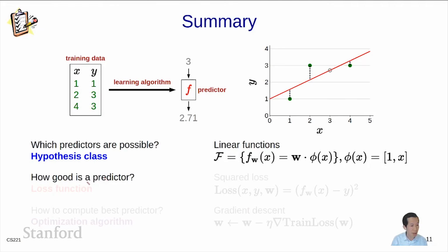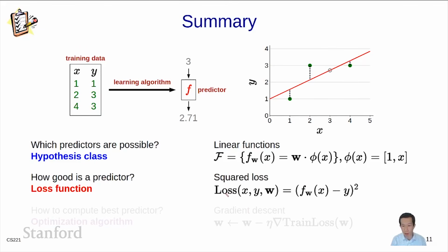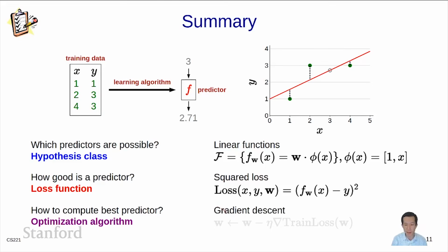How good is a predictor? That's a question of what the loss function is. For regression, we looked at the squared loss. Later for classification, we're going to look at the hinge loss and the 0-1 loss. But this is orthogonal. For neural networks, we can also look at the hinge loss or the square loss or any of the losses. And finally, how do we compute the best predictor? This is a question of what the optimization algorithm is. And for this, we introduced gradient descent, which is this lovely, simple, and very effective algorithm for optimization. So that concludes this module.